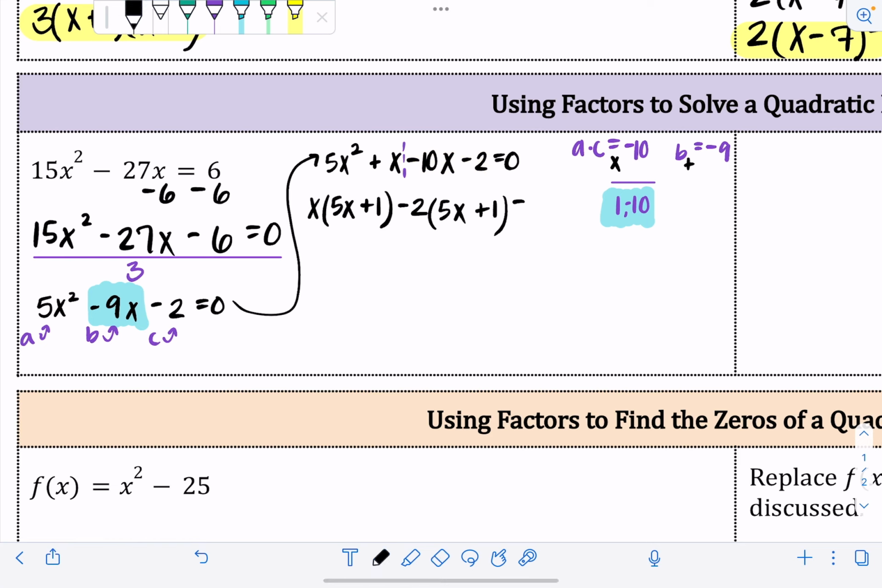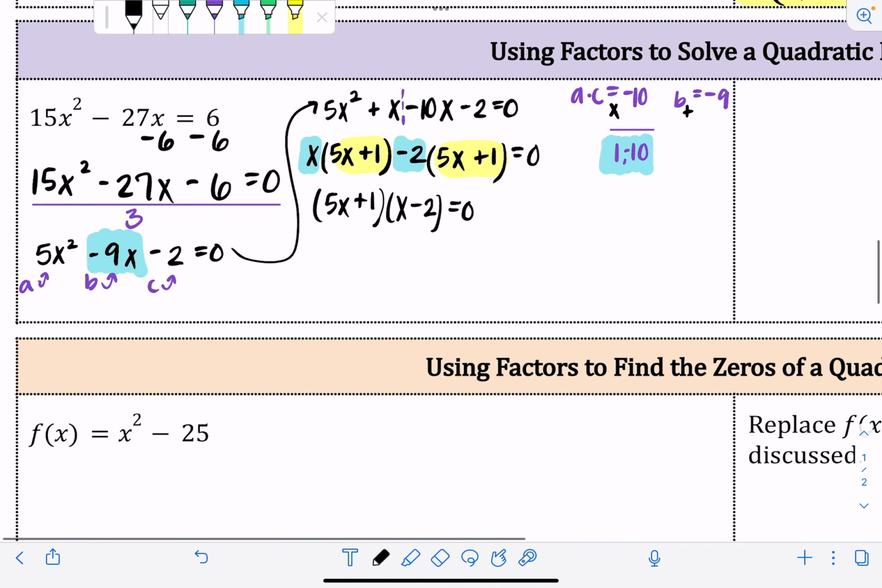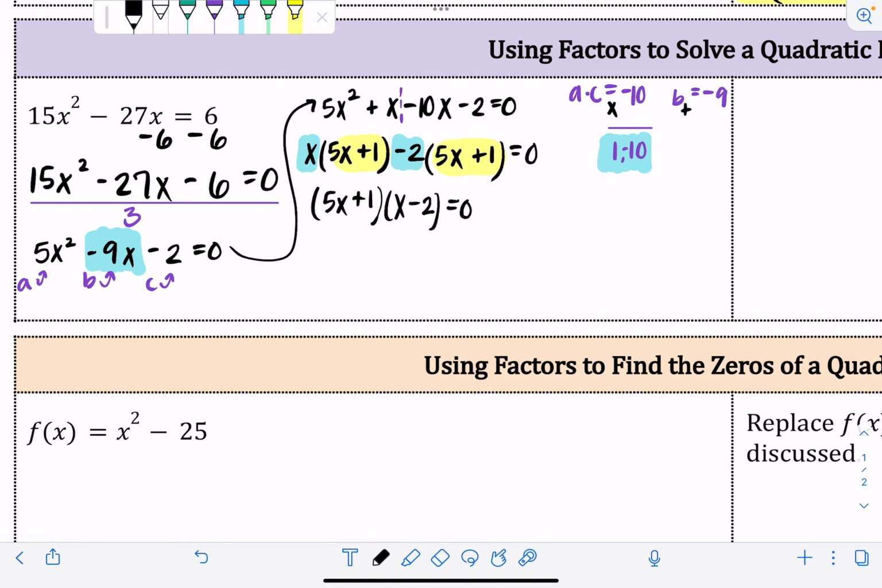And then equals 0. These two are the same, which has to happen. If it doesn't, there's a mistake. So it becomes 5x plus 1, or it's not factorable. If there's no mistake, that just means it's not factorable, but I'm not sure you'll see problems like that. And then the remaining two pieces go inside parentheses, so the x minus 2 goes in its own parentheses, equals 0.